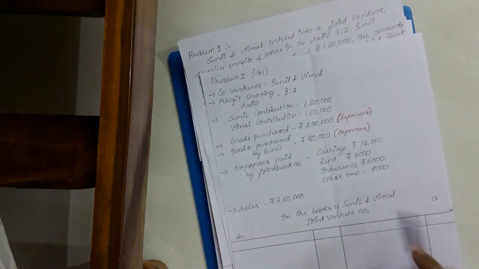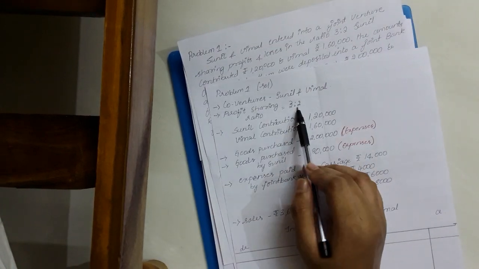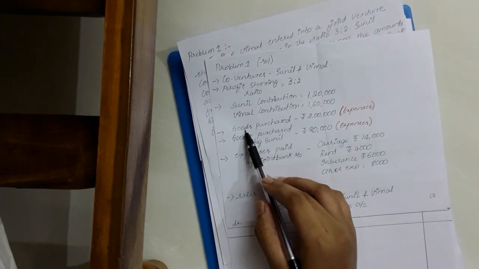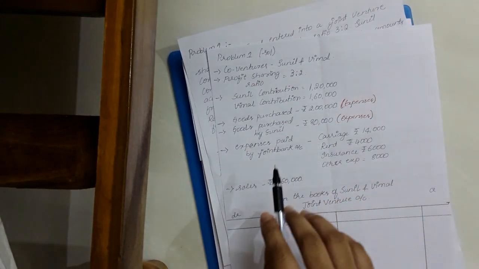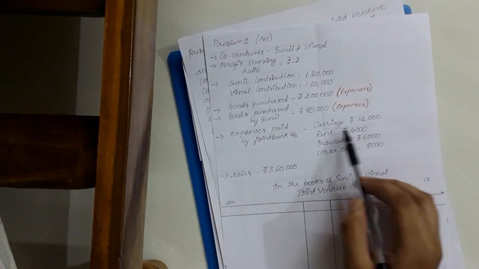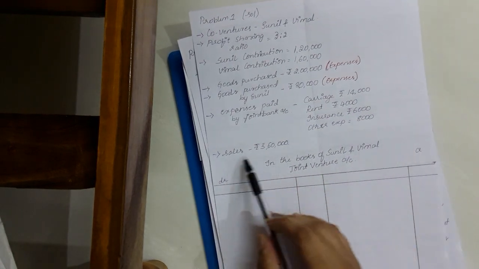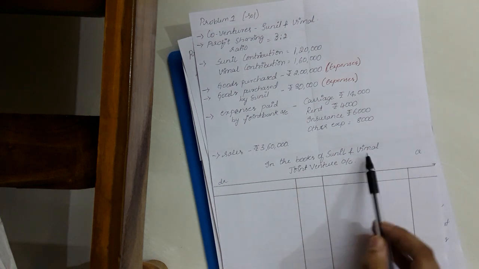I'll see the given information here, which I have already written. The co-venturers are Sunil and Vimal, with a profit sharing ratio of 3:2. Sunil's contribution is 1,20,000 and Vimal's contribution is 1,60,000. Goods purchased is 2 lakh rupees, which, as I said earlier, is considered as expenses. Next is goods purchased by Sunil, 80,000. Expenses paid by the joint bank are carriage 14,000, rent 4,000, insurance 6,000, other expenses 8,000. Sales are 3,60,000. Now we are supposed to prepare the ledger accounts in the books of Sunil and Vimal.